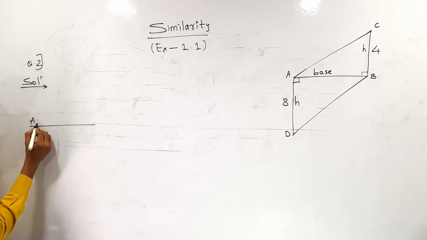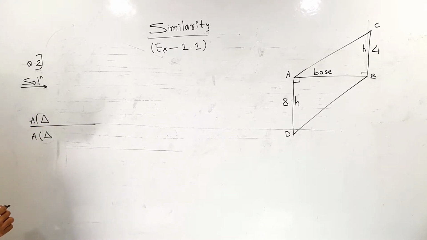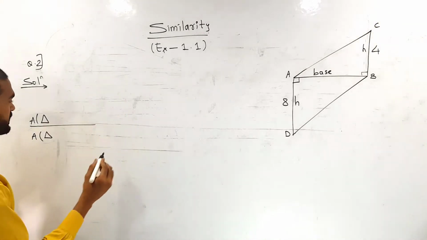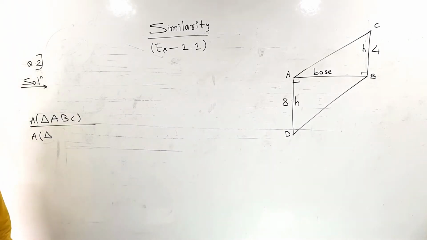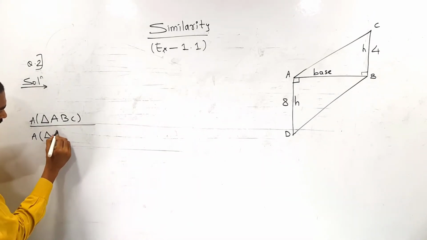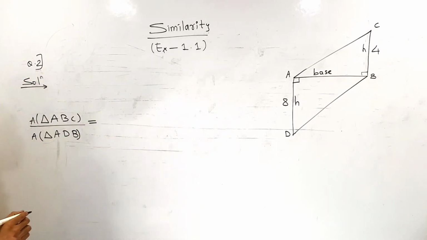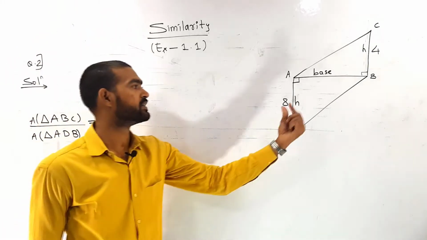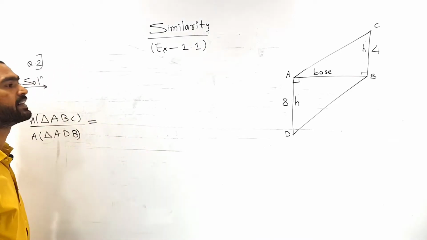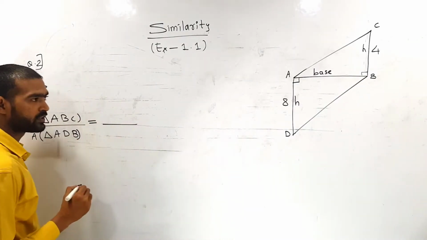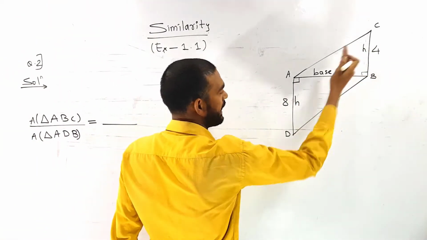Ratio of areas of two triangles. The first triangle is triangle ABC. Second triangle is triangle ADB is equals to, now since we know both are sharing same base, so we will not mention their base, we will directly write their heights. Base will get cancelled, so we will be left only with their heights.